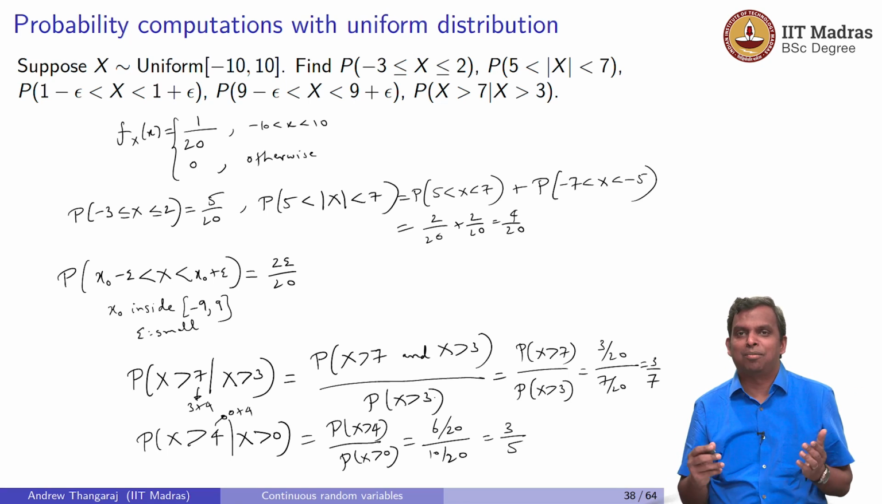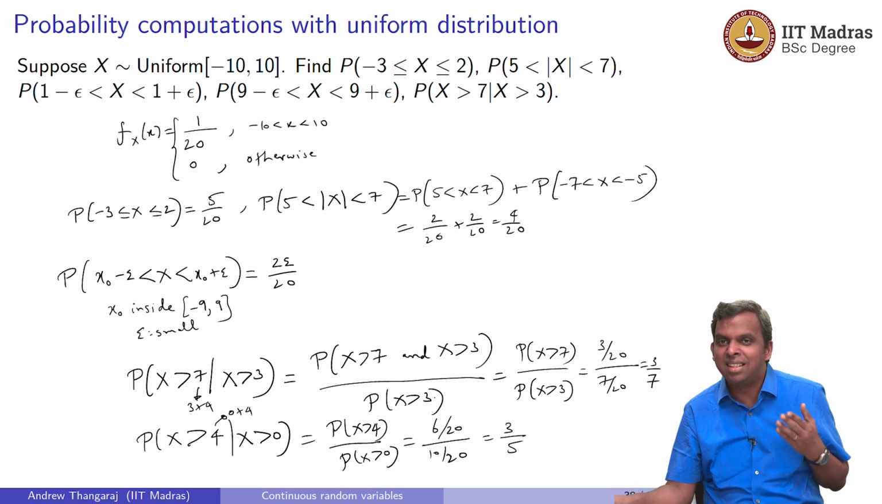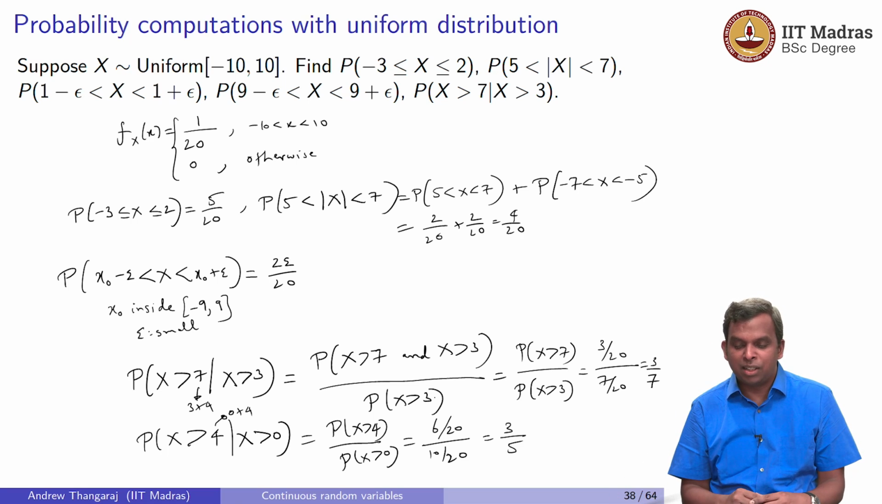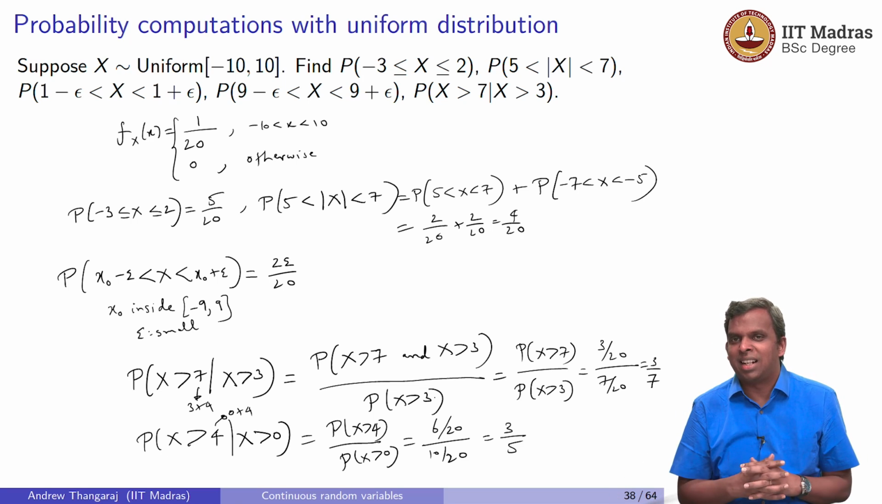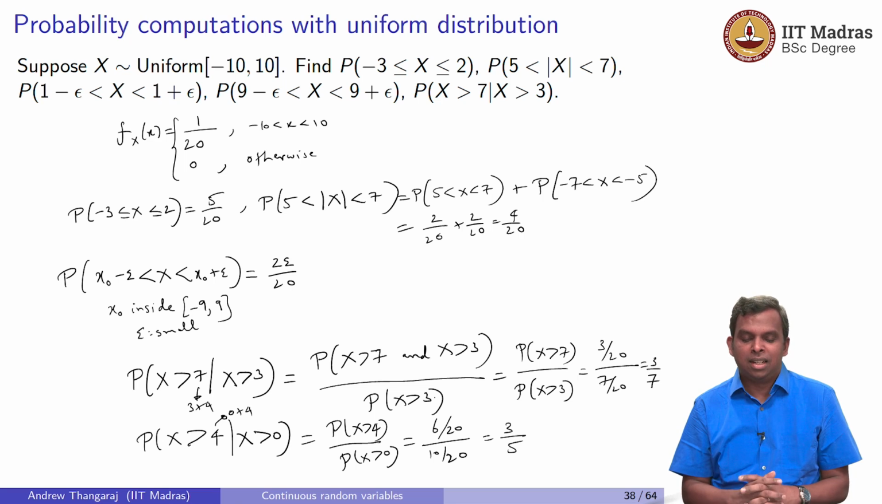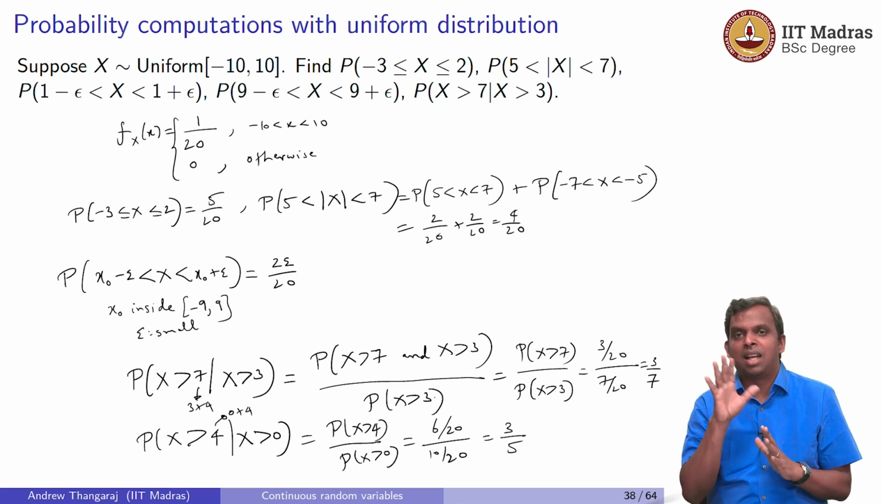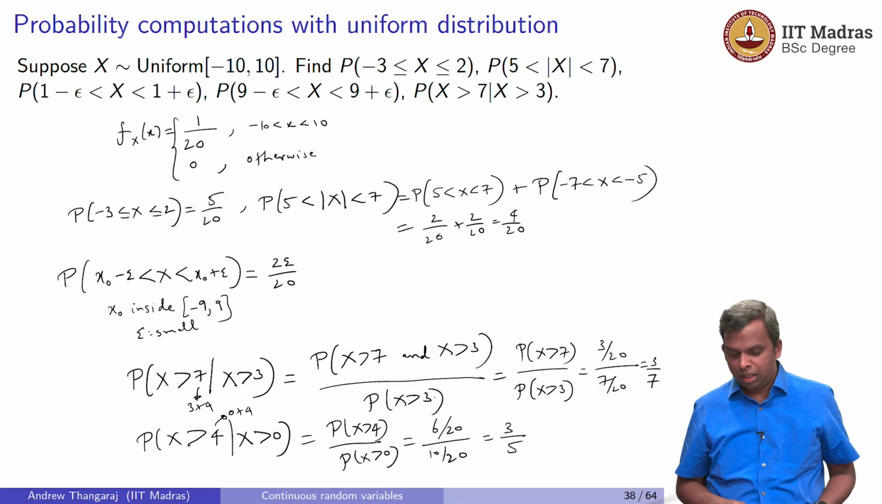So uniform is, I hopefully want to convince you, a very easy distribution to calculate probabilities for. There's no need for complicated integration, no need to remember any formulae. It's just the width times the height. Very easy calculation for the probability.